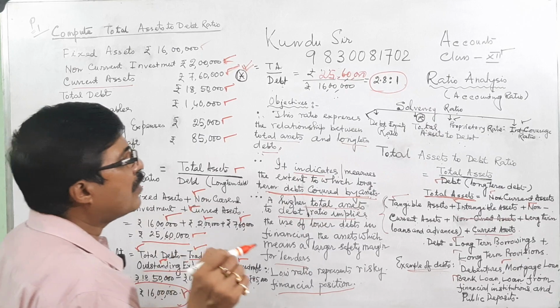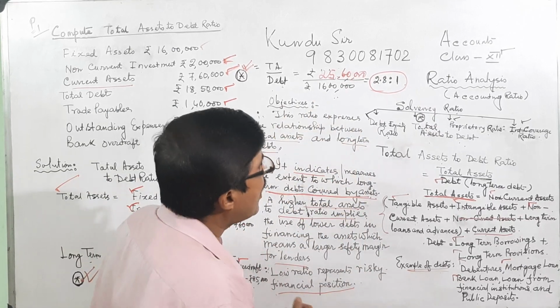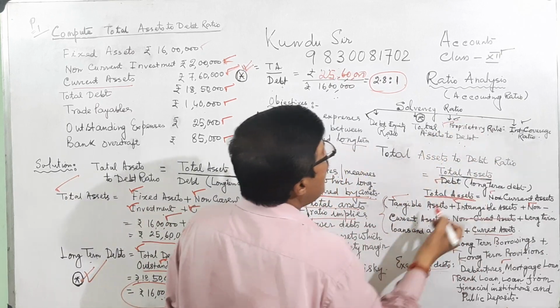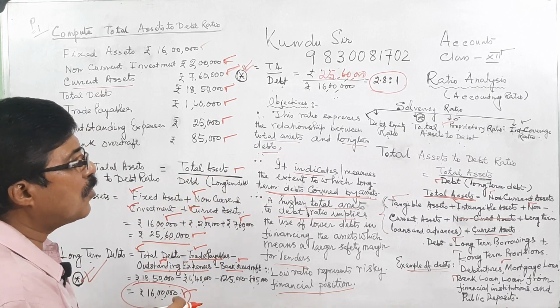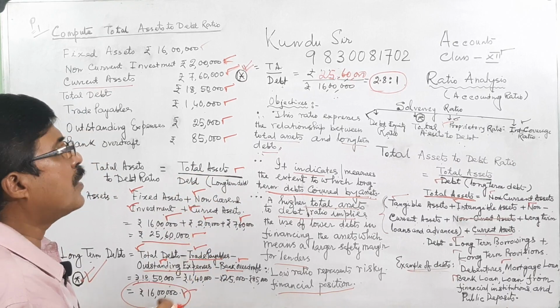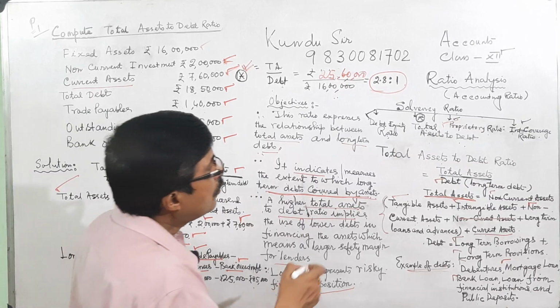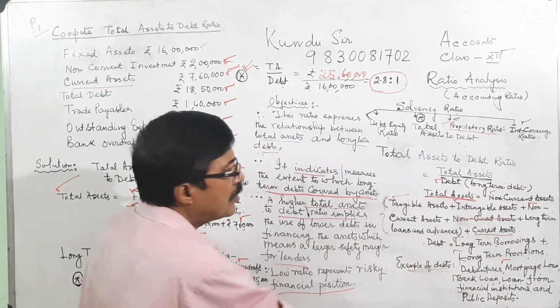In the revision class, we will give more collection related to this. In the next class, we will explain the proprietary ratio and do problems on it. It is also very important for the 12th class exam. Now I am concluding, and all are requested to attend the class on the proprietary ratio. Thanks all of you.